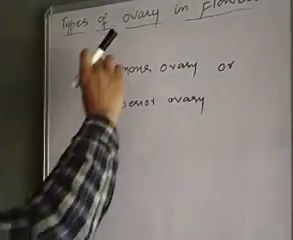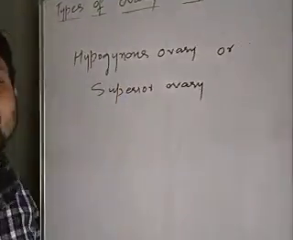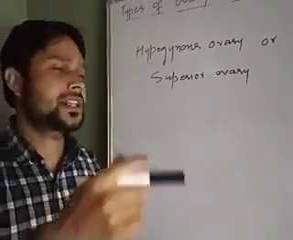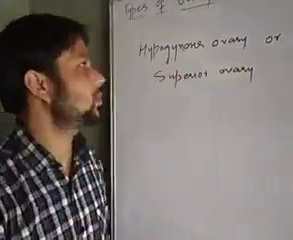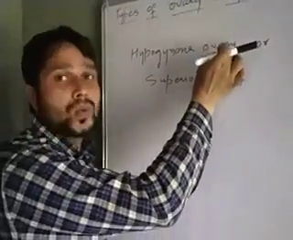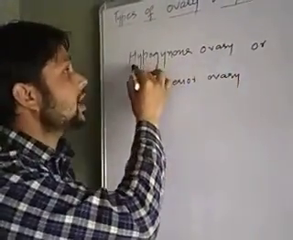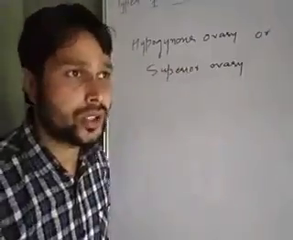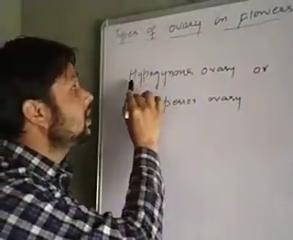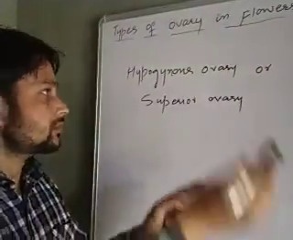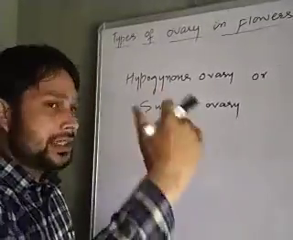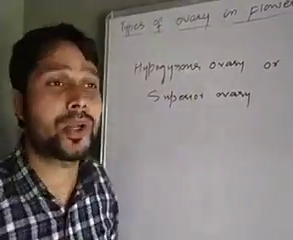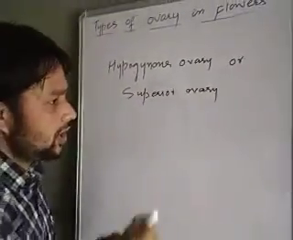Hypogynous: hypo means below, below gynoecium. When these floral appendages like sepals, petals, and stamens, which we call calyx, corolla, and androecium, arise from the base of the ovary, these are called hypogynous ovary. Why superior ovary? Because when these floral appendages arise from the base, the ovary remains above. That's why this is called superior ovary. I can show you in a diagram.